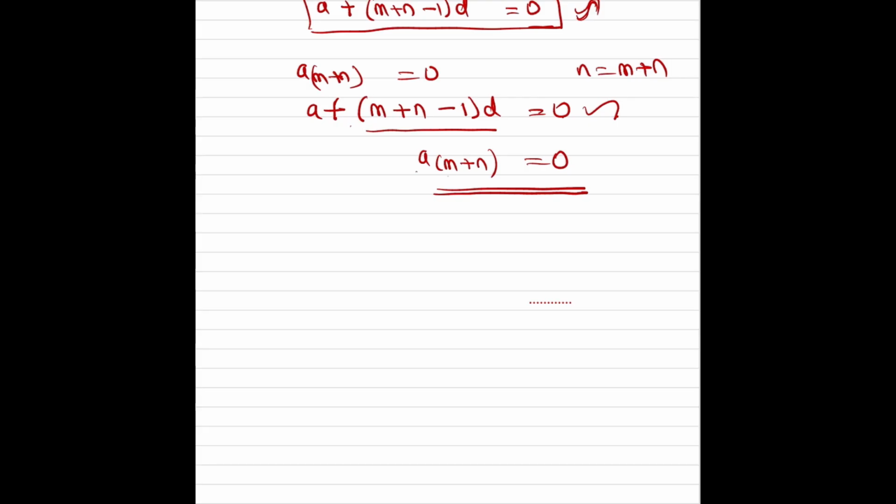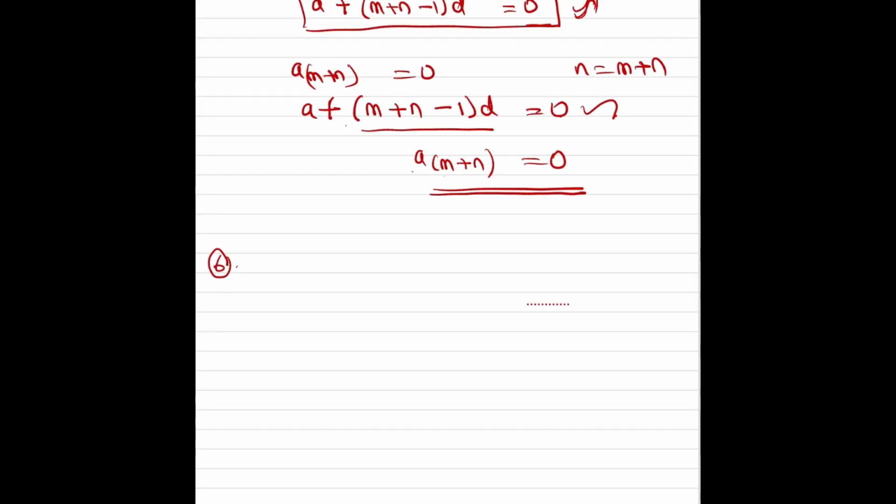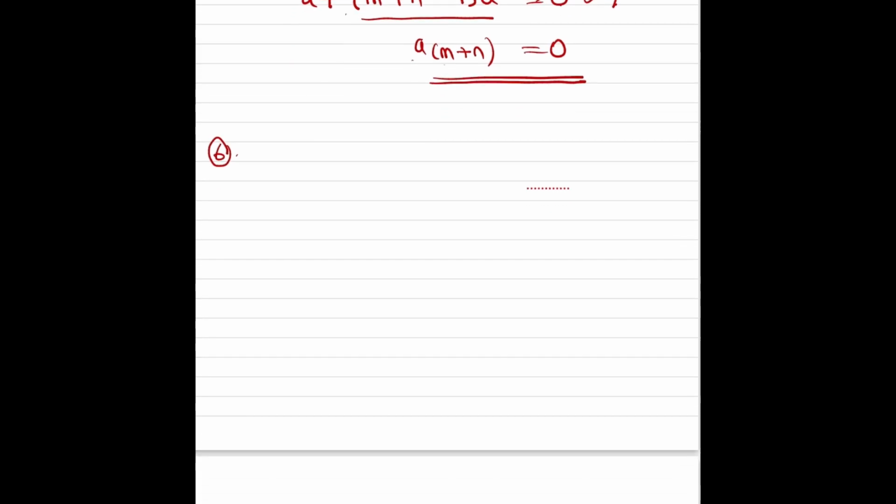Okay, we'll go to question number 6. The sum of 4 numbers in AP is 32. The ratio of the product of the extremes to the product of the means is 7:15. Find the 4 numbers. The given question: the sum of the 4 terms of an AP, they said.